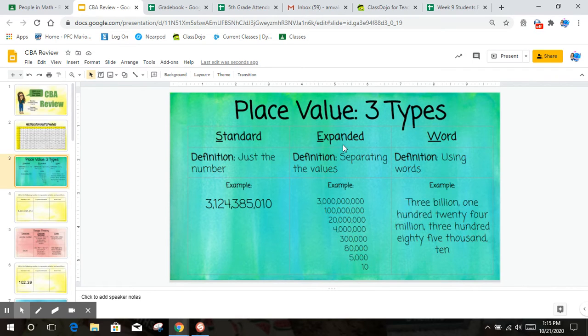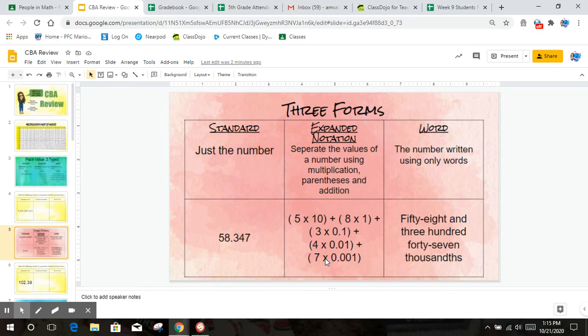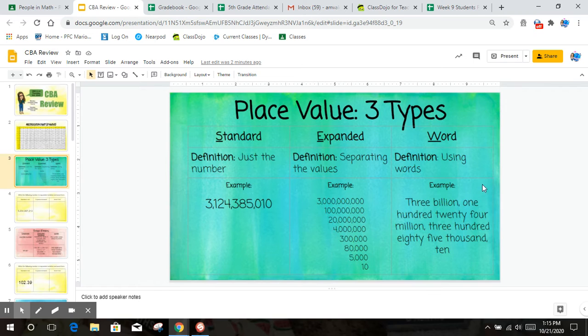Now just remember, there's expanded form and there's expanded notation. This is just expanded form. Down here, we have expanded notation. So just know the difference there. And then word form obviously is just using your words.